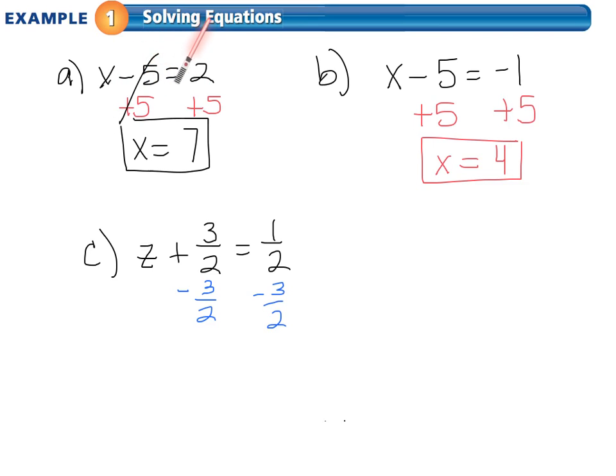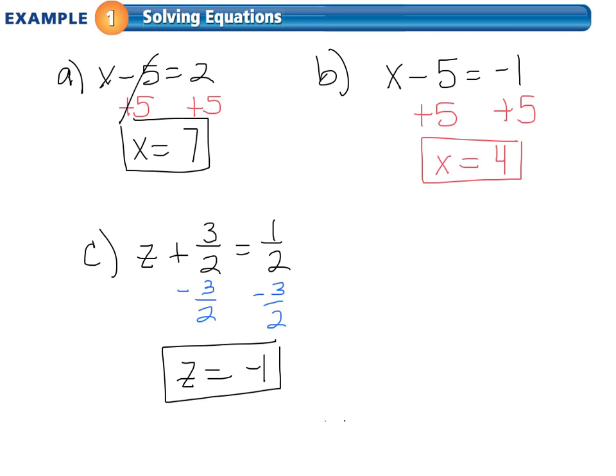This negative 5 changes to a positive 5 and is added to 2. This negative 5 is moved to the other side and we add 5. Here, the plus 3/2 is going to move to the other side, and it's going to become minus 3/2. So I'm going to get z equals 1/2 minus 3/2, which is negative 2 over 2, which is just negative 1.